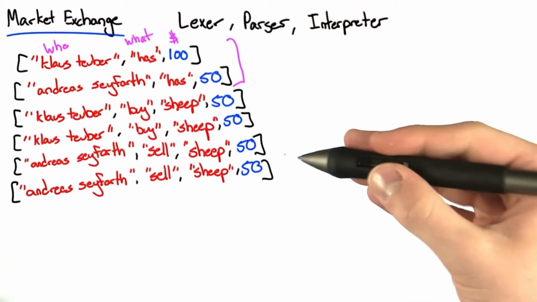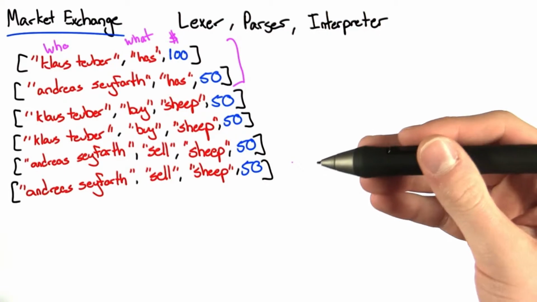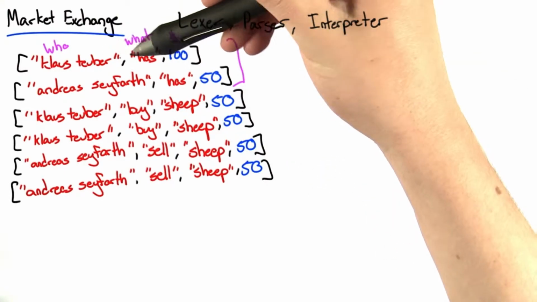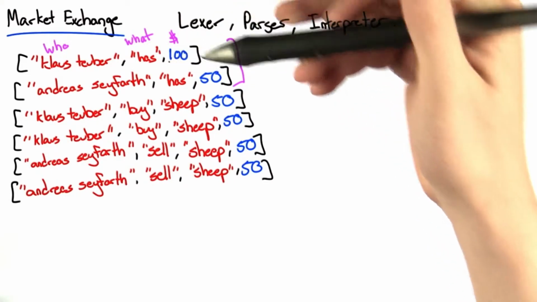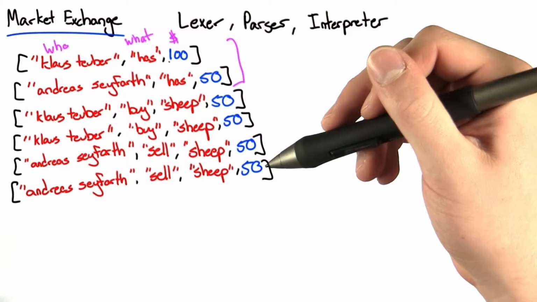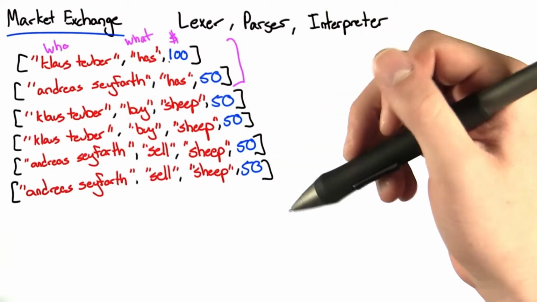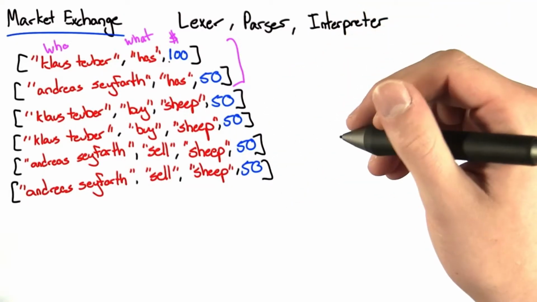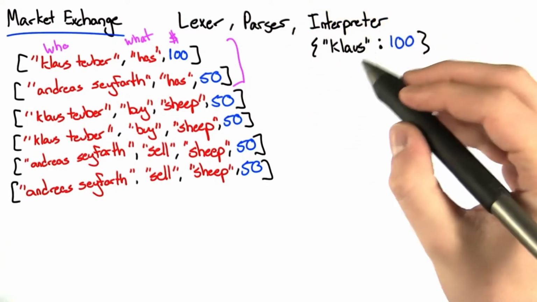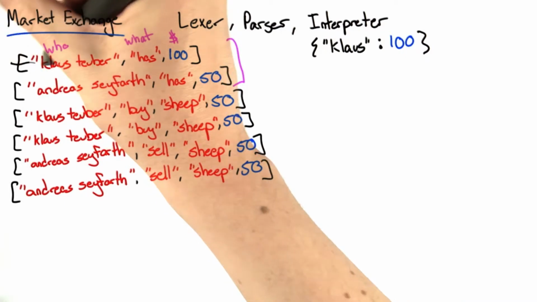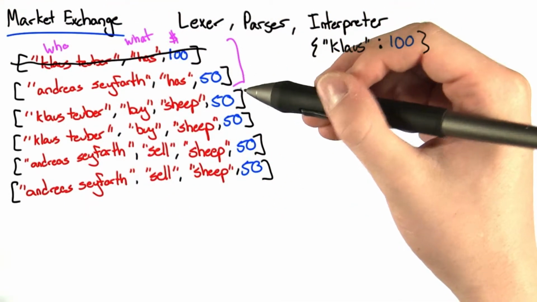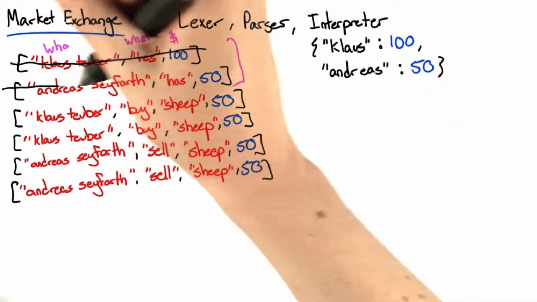So let's step through this by hand and see if we can come up with an algorithm with which to write our interpreter. Here we're saying Claus has 100 coins. We should probably keep track of that since the output of the entire interpretation is going to be a list of how much money each person has. Actually, we're going to store it as a dictionary, so let's do that. I just wrote Claus for short. Okay, so we say Claus has 100. We are done with this. We don't need it anymore. This next line says Andreas has 50. So let's update our dictionary. All right, we're done with this.